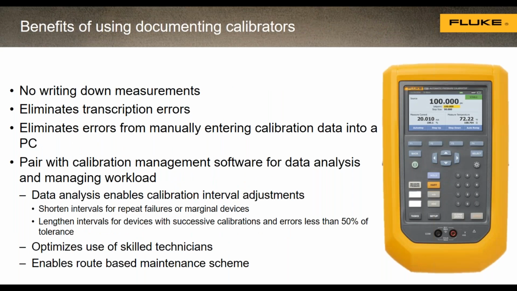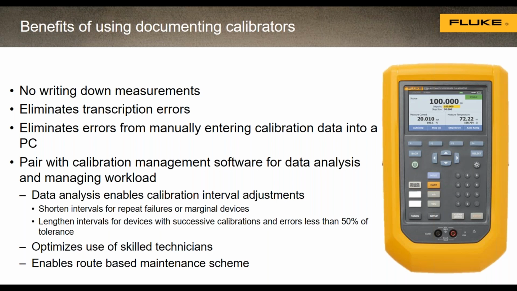So let's take a look at the benefits of using a documented calibrator. We just talked about how you don't have to write down those measurements. Writing down measurements can cause all kinds of issues. That eliminates transcription errors, and errors from passing that calibration sheet to somebody else who has to read your writing. My handwriting is horrible, so if someone tried to read what I wrote down, there's a good chance you're going to have an error writing that information onto a calibration report on your computer.